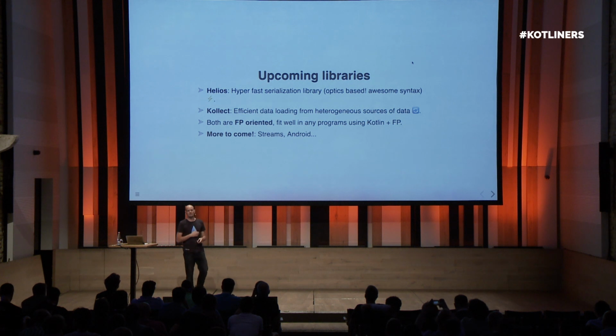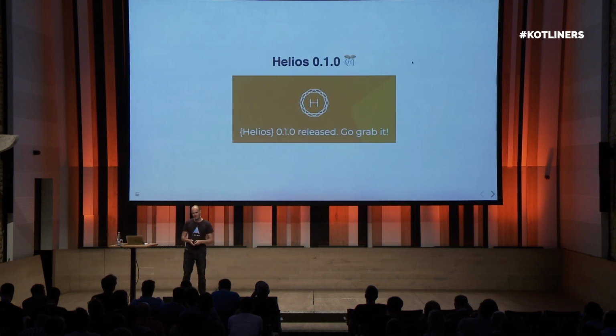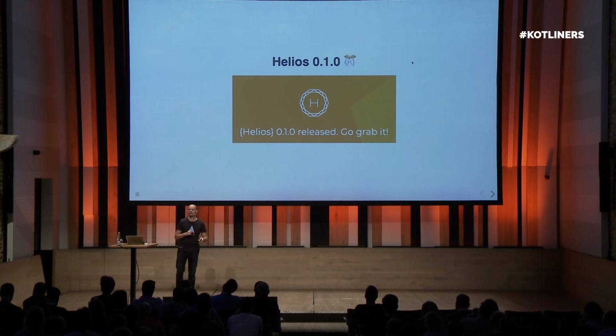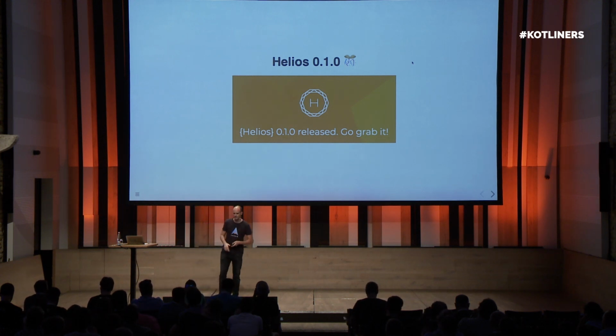And there are other things coming like the streams library, so you are able to apply this streaming API over Arrow in a functional way, which we can actually use to build Android integrations on top of it, so we can model the whole life cycle of Android using this declarative stream library. Helios was released last week, and please, if you are trying or playing with functional programming, just grab it and give us any feedback you have.